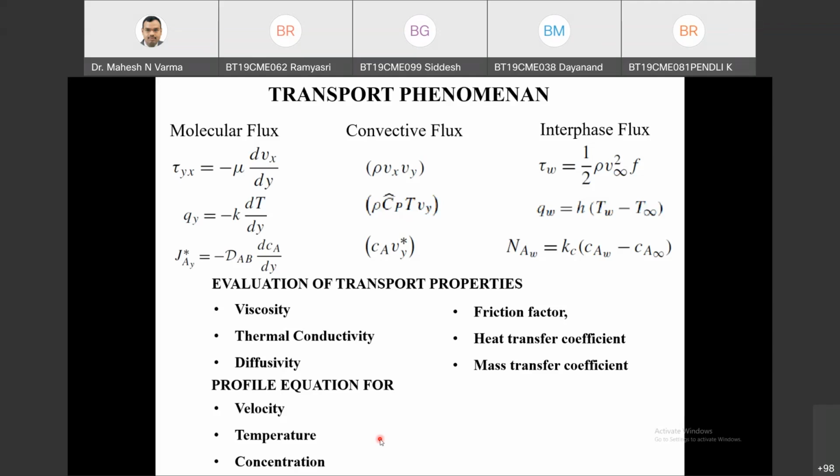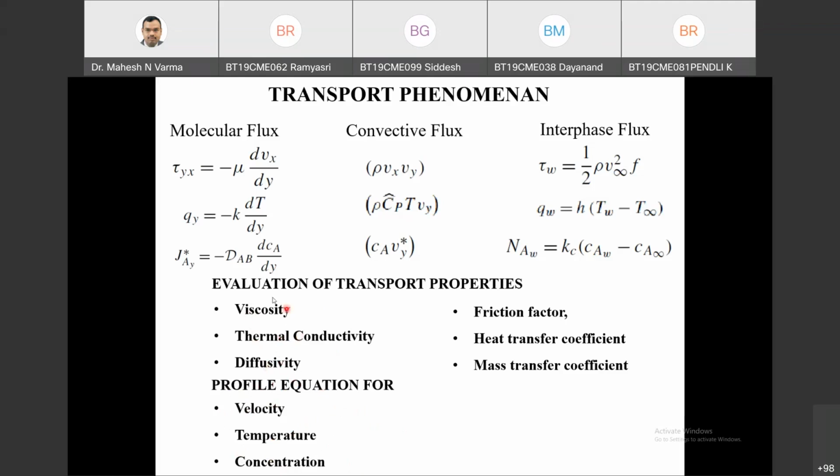So fundamental transport phenomena will study only this: estimation of viscosity, thermal conductivity, and diffusivity; secondly, estimation of friction factor, heat transfer coefficient, and mass transfer coefficient; and third, how to get a velocity profile, temperature profile, and concentration profile. The remaining 30 to 35 classes I mentioned will be devoted to this, of which almost 80% is for how to get the profile equations for velocity, temperature, and concentration. So this we will cover briefly.